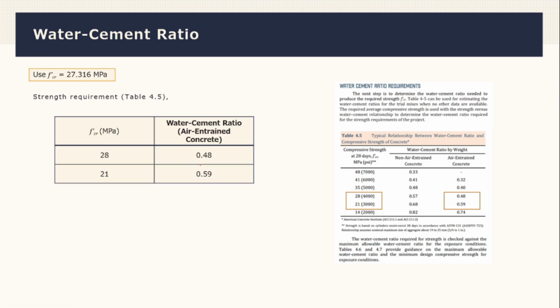Using linear interpolation, we'll be solving for the water cement ratio corresponding to 27.316 megapascal of f'cr. We have 0.48 minus 0.59 all over 28 minus 21 is equal to x, the unknown water cement ratio, minus 0.59 all over 27.316 minus 21. Therefore, the water cement ratio will be equal to 0.491. Now, this is not the final answer for the water cement ratio, because according to ACI, the water cement ratio required for the strength is checked against the maximum allowable water cement ratio given by tables 4-6 and 4-7.